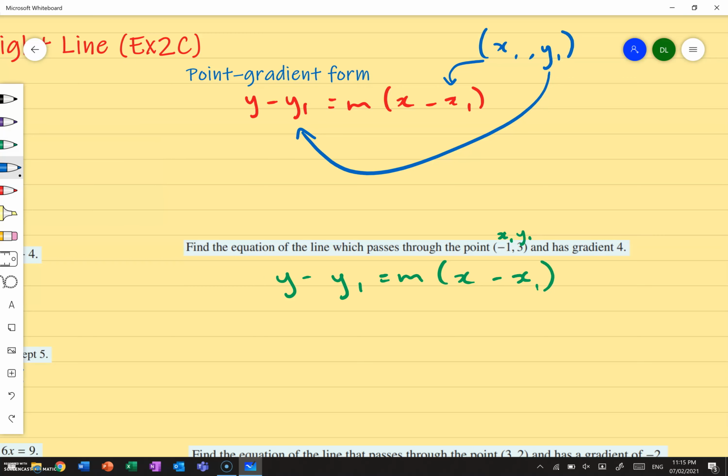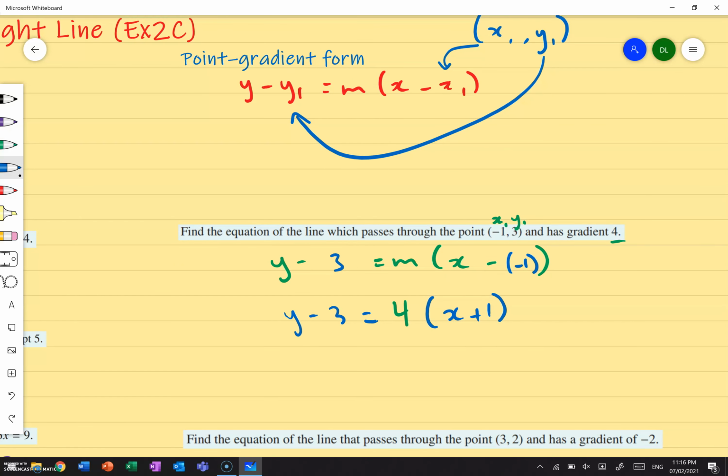So I see that I've got x1 over here. So I'm going to replace x1 with negative 1. That's from the question. I'm going to go ahead and replace y1 with 3. So I'm going to replace that and write 3. Now I get y take away 3 equals m bracket x plus 1. However, my gradient is also 4. So I'm going to now replace m with 4.